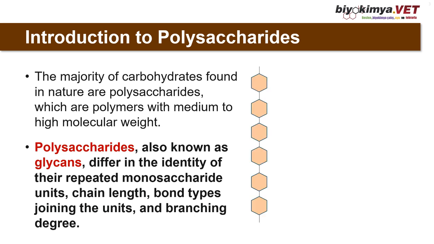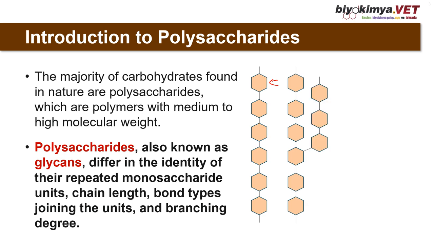And here you see an unbranched homopolysaccharide. Look at the color: each hexagonal diagram represents a monomer, a monosaccharide, and they are all identical. This is an unbranched homopolysaccharide. And this is a branched homopolysaccharide, or homoglycan.